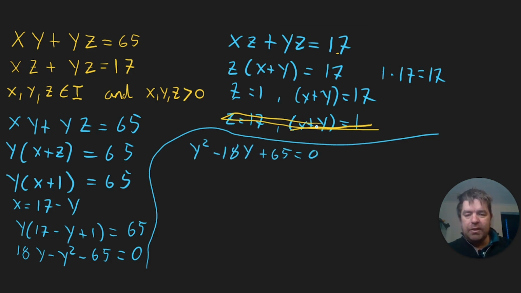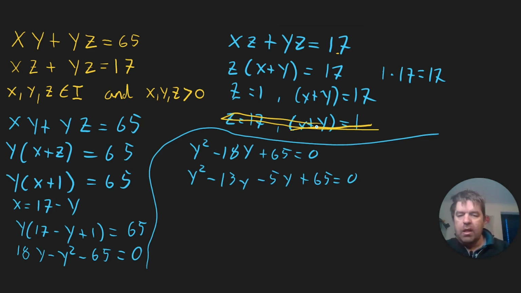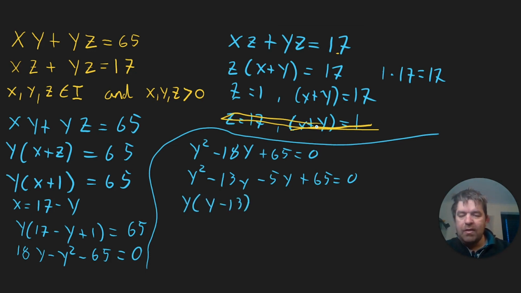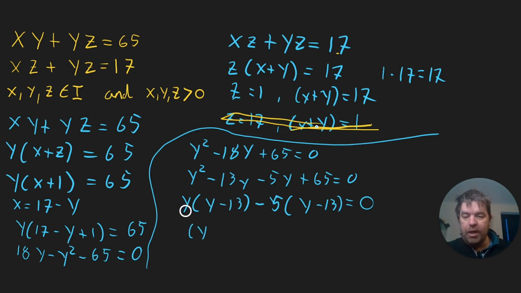And we can split this up a bit, so we get y² - 13y - 5y + 65 = 0. And again, we can put y outside of parentheses, so we get y multiplied by (y - 13). That's the same as we have here. And then we can put 5 outside of parentheses, so we get -5(y - 13), because if we have -5 multiplied by -13, we get 65, still equals 0. Now we have two components here which have the same factor, y - 13, so we can make another parenthesis and say that's (y - 5) multiplied by (y - 13) still equals 0.